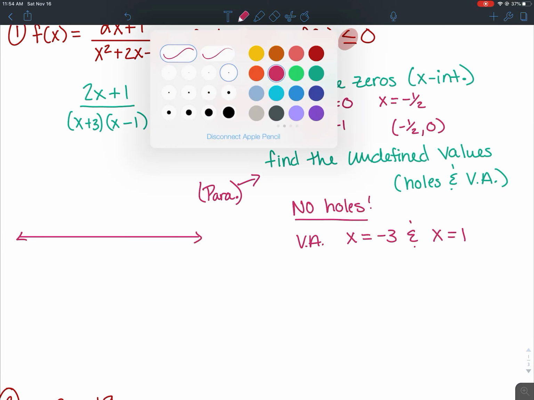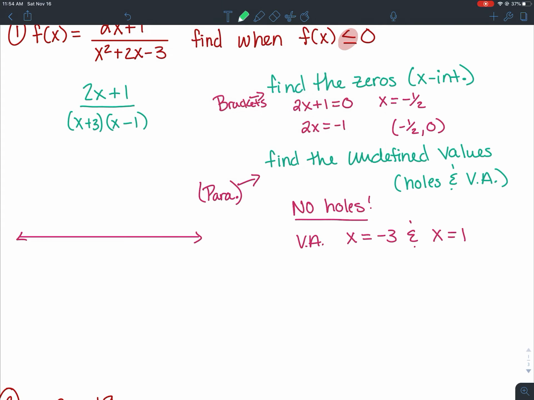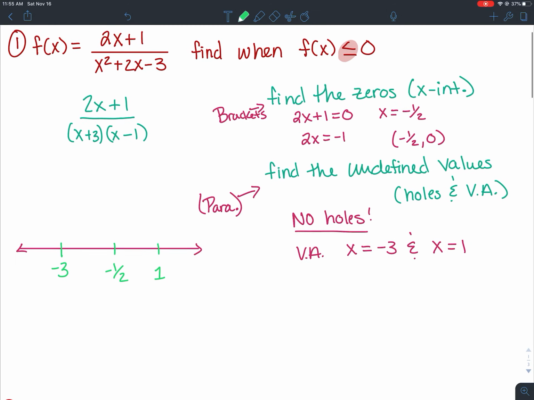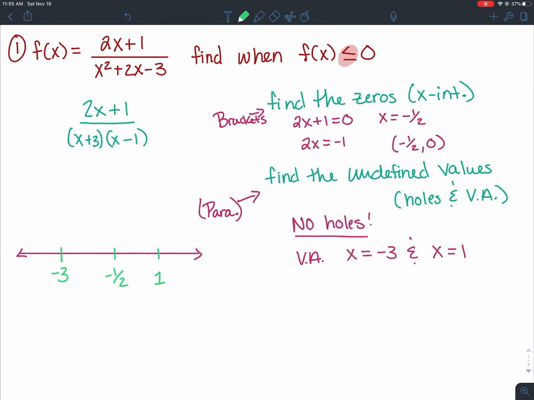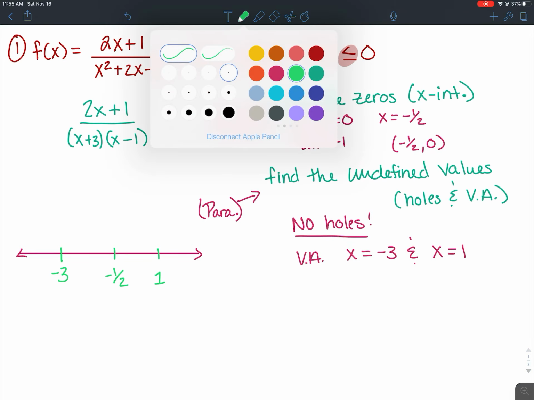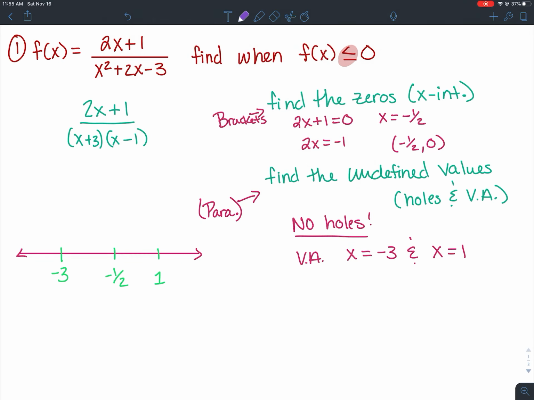So let's make a number line. We want to put these values in order. The lowest number I have is negative 3, then I have negative 1/2, and then I have 1. This is about mental math. I have to figure out, if I plug a value into this expression between each of these intervals, what sign am I going to have? Am I going to get a positive value or a negative value?